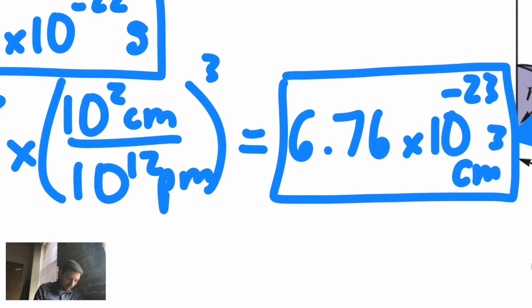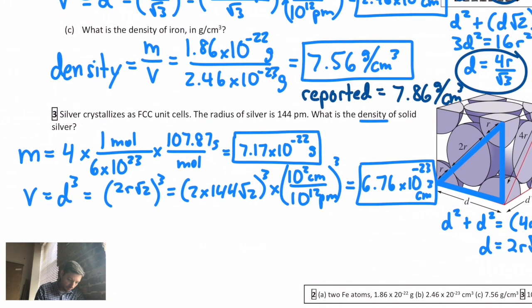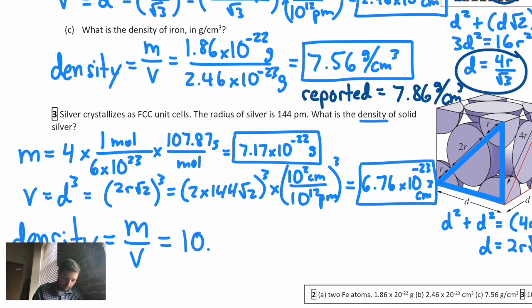And then my density is the mass over the volume. I'm just going to plug those numbers in. I'm not going to write them out again. I get 10.6 grams per cubic centimeter.